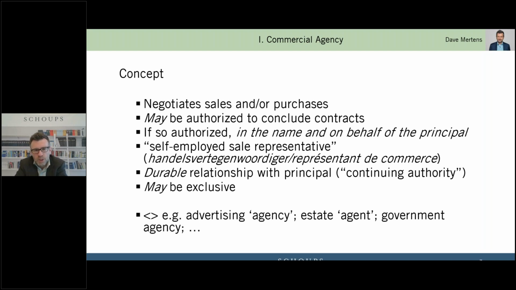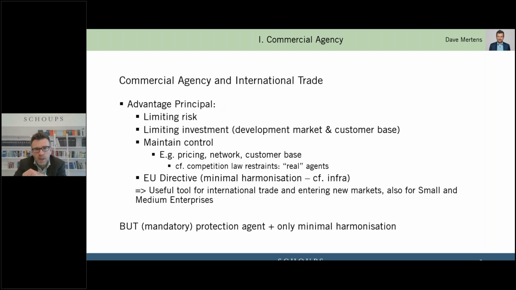A bit of terminology. Agency is sometimes a bit confusing. There is a difference with an agent that works ad hoc, not a durable relationship. Of course, especially in English, advertising agencies and government agencies are not commercial agents in the sense that we're talking about today. So it's a bit of a terminology thing, but that's commercial agency: negotiating the sale or purchase of goods or services in the name and on behalf of the principal. That is basically it. As self-employed, again, a natural person is one option, but also a company, a legal entity. Commercial agency and international trade, that's the topic for today.